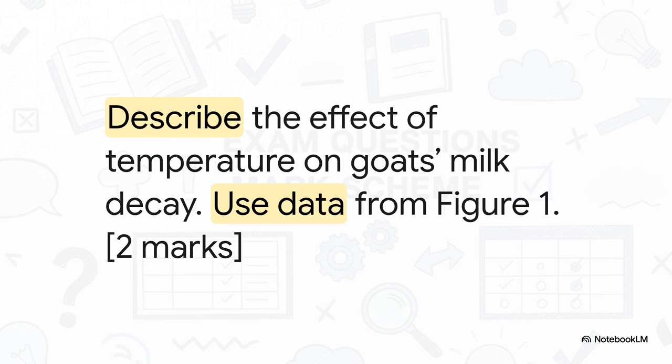All right, a 2-marker now. Describe the effect of temperature on the time taken for goat's milk to reach pH 5. The key words here are describe and use data. Though, interestingly, the mark scheme here doesn't actually need you to quote specific numbers. Our job is to focus only on the goat's milk line and explain the pattern as the temperature goes up.